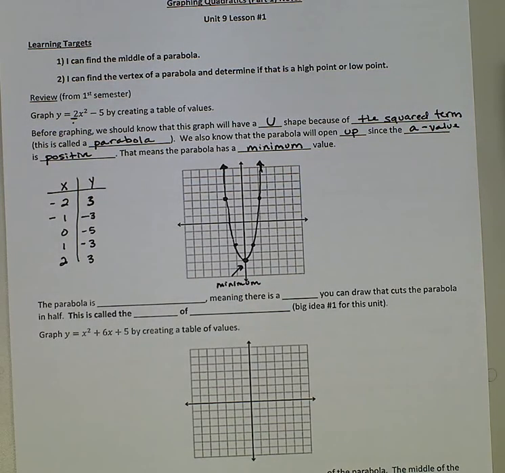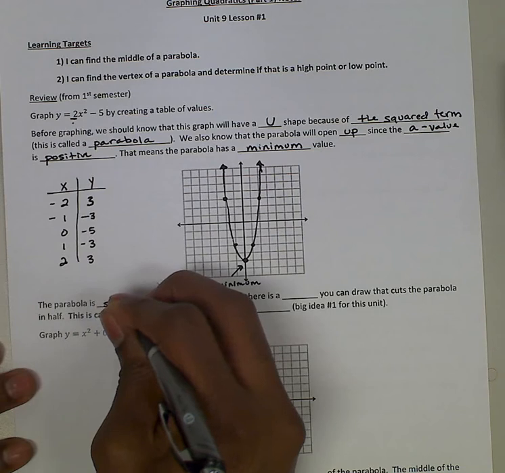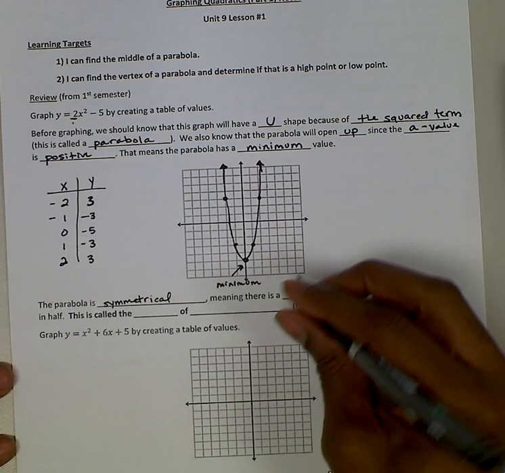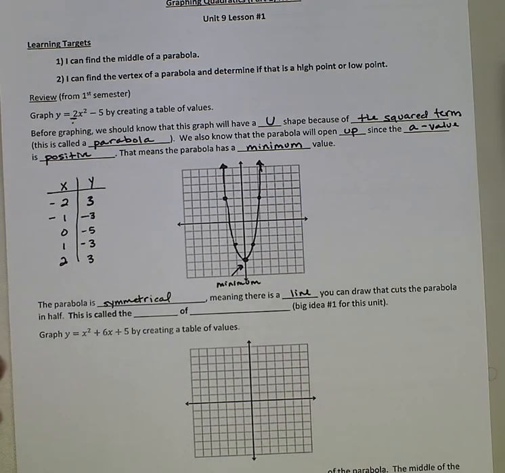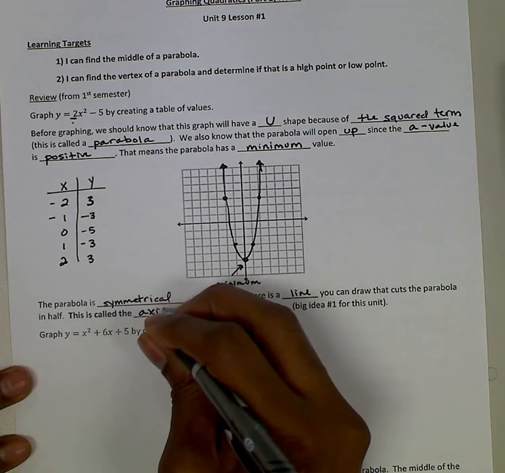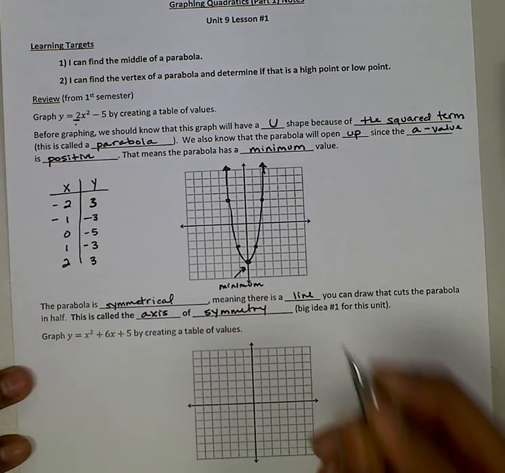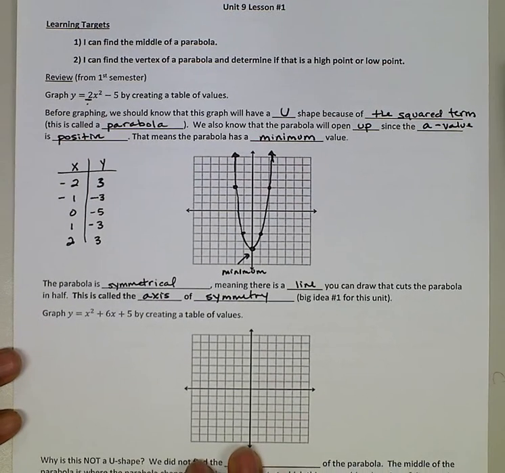This parabola is symmetrical, meaning that there is a line you can draw that cuts the parabola in half. This line is called the axis of symmetry. It'll be really important for us to know that as we go through graphing parabolas and quadratics this chapter.